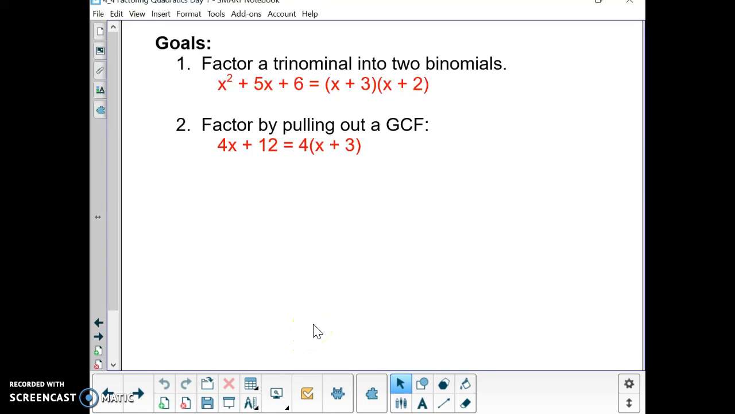Okay, today we are going to do some factoring, and there's going to be two different types of factoring in this lesson. We're going to start with trinomial factoring into two binomials. I'll also do some GCF factoring along the way.